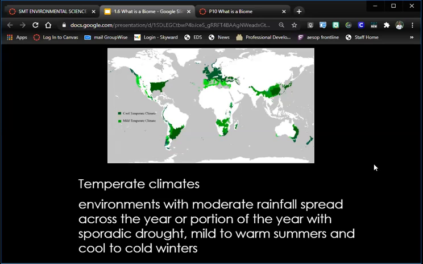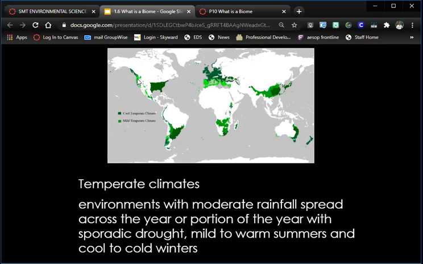So when we are talking about human conditions, one of the first things we look at is what's known as a temperate climate. Temperate climates are environments with moderate rainfall spread across the year or portion of the year with sporadic drought. It also has mild to warm summers and cool to cold winters.